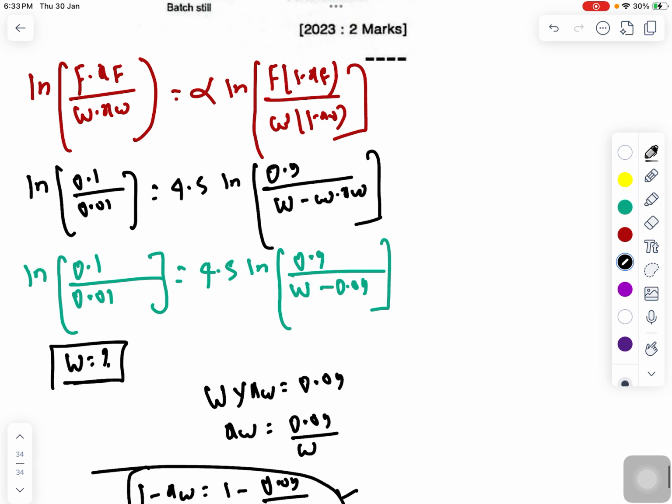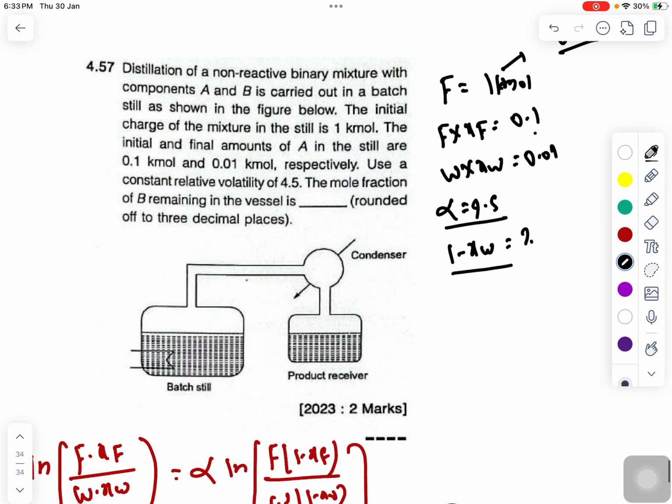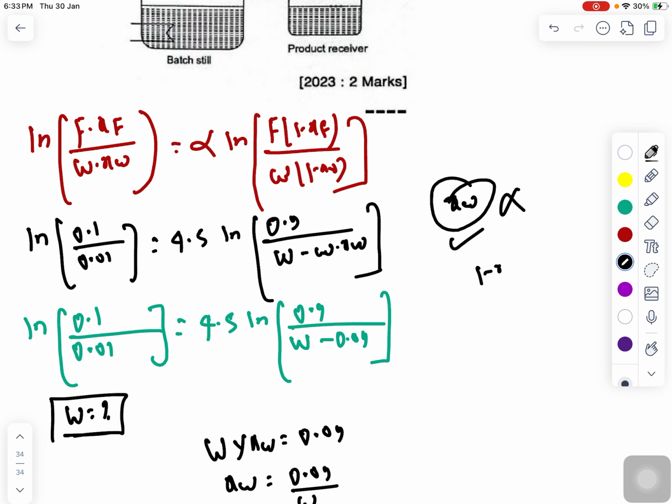Again, in this kind of problem, you have to understand what kind of parameters are given and what kind of things are being asked in the question. That is a very important thing. Some students will get confused in solving this question. They will calculate the value of W and directly tell the answer. No, that has not been asked. You are supposed to calculate the mole fraction of B in the bottom product, that is, in the still remaining in the vessel, which is 1 minus XW. XW is the mole fraction of the more volatile component, that is A. 1 minus XW is the mole fraction of the other component, that is B, right?